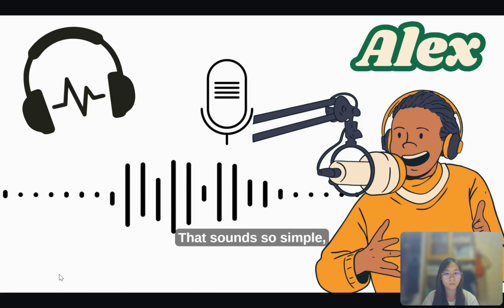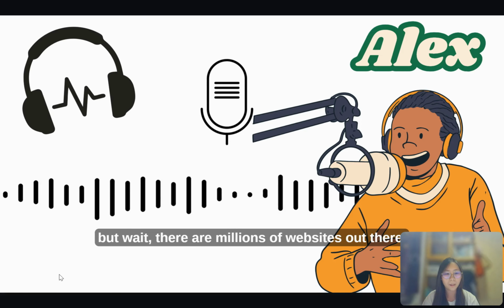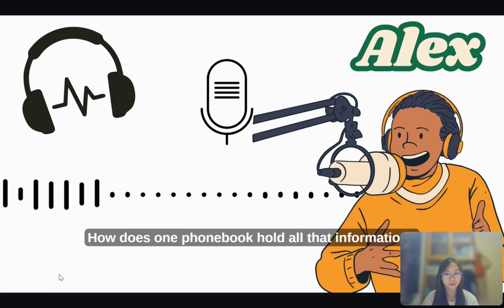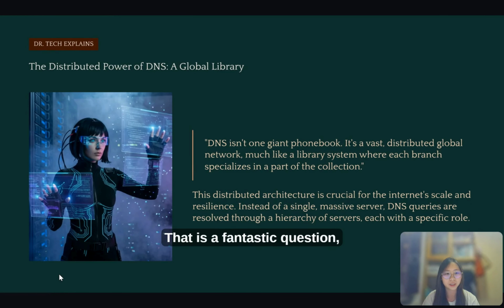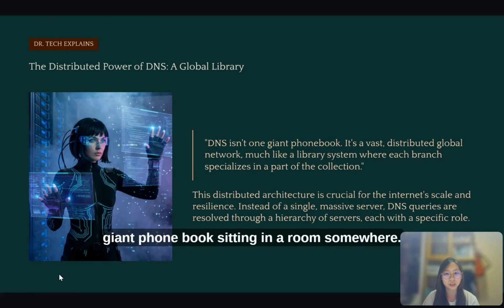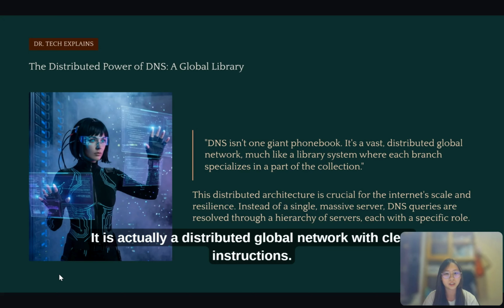That sounds so simple, but wait, there are millions of websites out there. How does one phone book hold all that information? That is a fantastic question, and it shows why DNS is so clever. DNS is not a single giant phone book sitting in a room somewhere. It is actually a distributed global network with clear instructions.